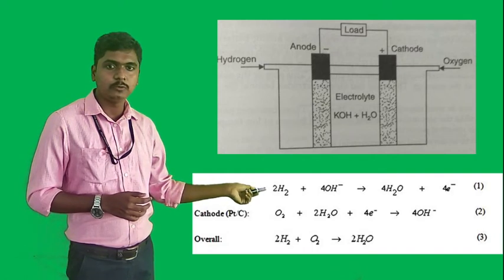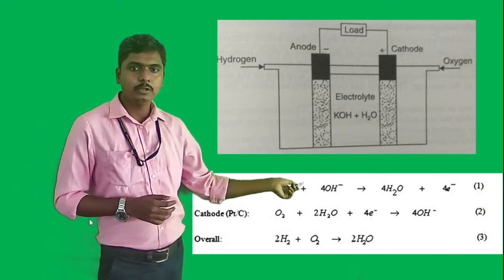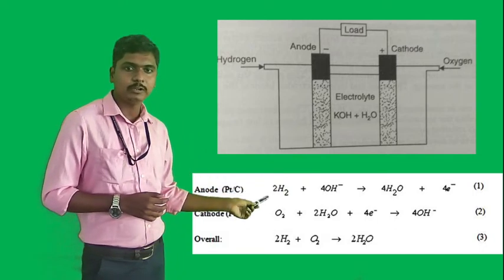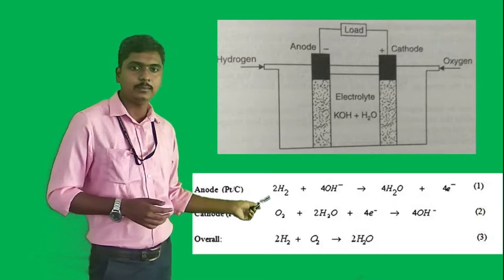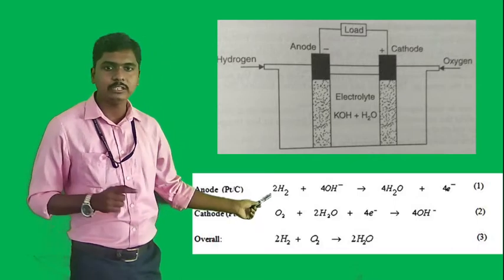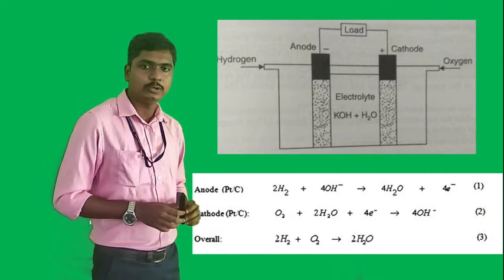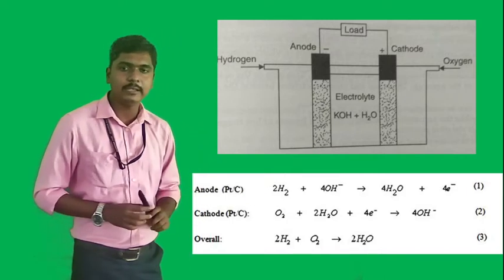2H2 means 2 into 2, 4. Here 4 OH minus, here 4 hydrogen, here also 4 hydrogen. So on the left hand side of the equation we have 8 hydrogen, and on the right side also we have 4 H2O, 4 into H2, so on the right side also we have 8 hydrogen.